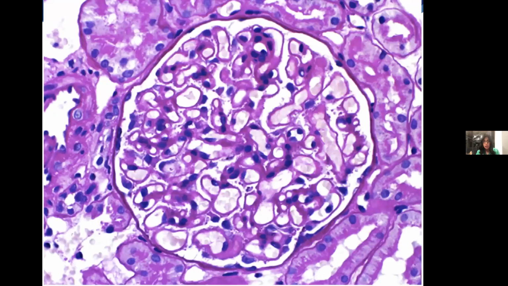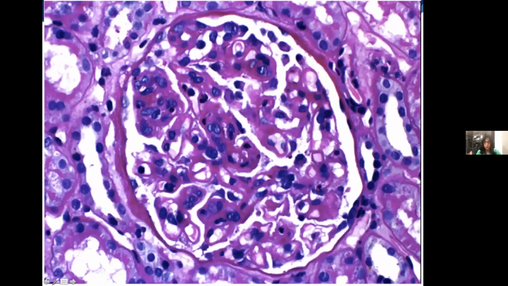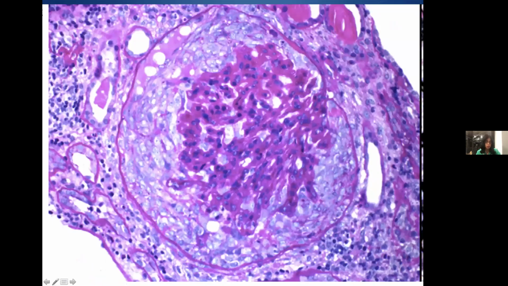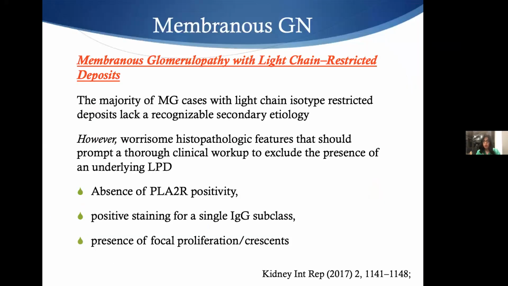Patients could have different features, like some mesangial proliferation, and they could have crescents, and we also mentioned this in membranous. So if there is proliferation and crescents, and they are phospholipase negative, and they are elderly, this membranous has a good chance of being monoclonal. This study was not reproduced by anybody else.